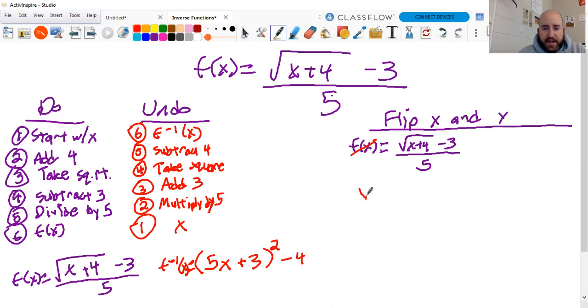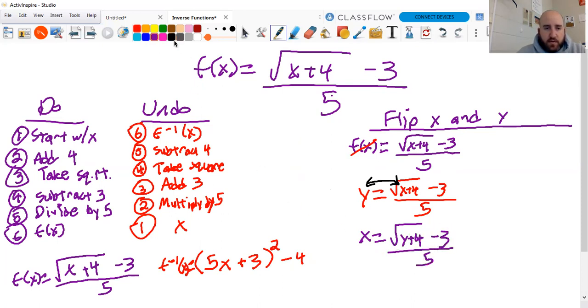All right, flip x and y. Replace that. Flip x and y. So x equals square root of y plus 4, minus 3, over 5. Now I can start doing my math. First thing, multiply by 5 gets rid of that. So 5 times x over there, it's just going to be 5x, equals the square root y plus 4 minus 3.